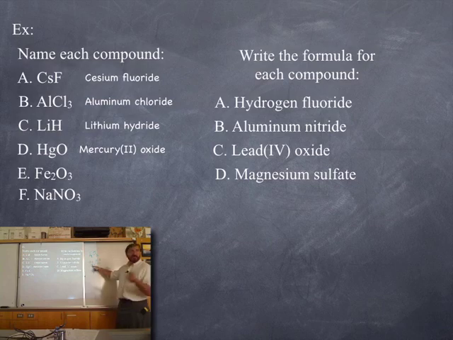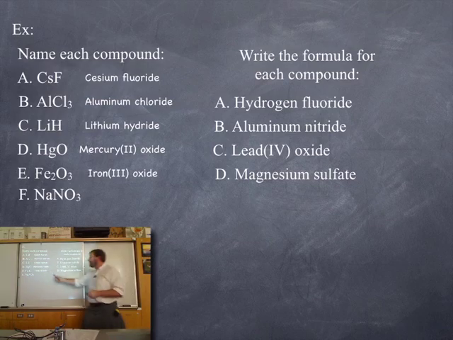+3 times 2 gives me +6. +6 minus 6 balances out. Okay? So oxygen is just going to be oxide, but the iron has what charge? So this is iron(III) oxide.